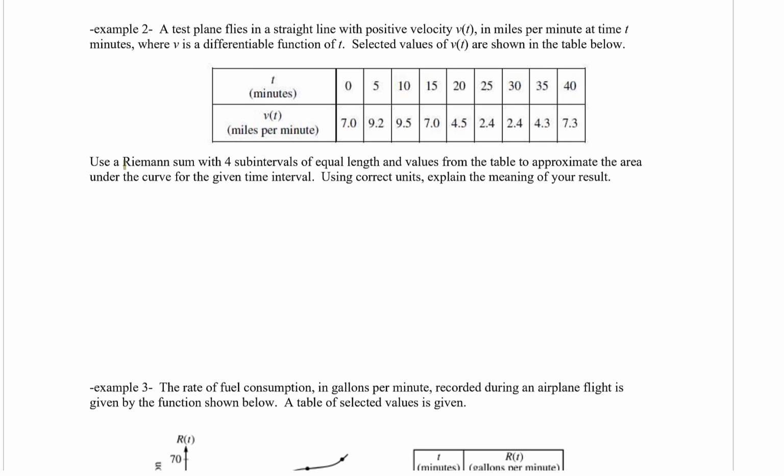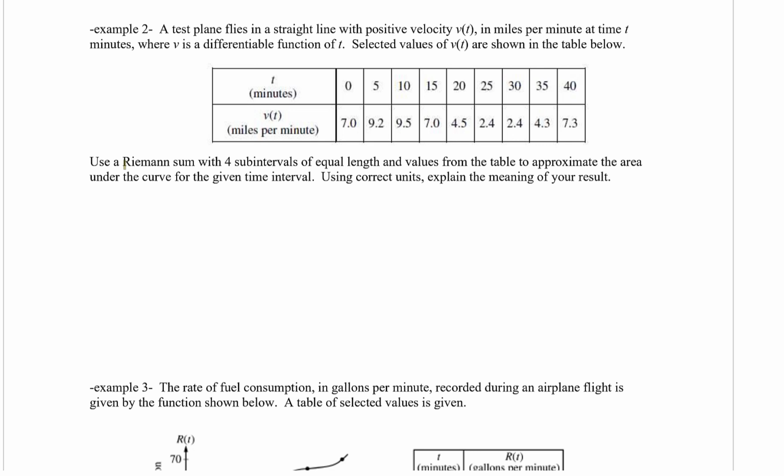So for t minutes, we have a table. I'm going to read it from left to right, the values of t, which are going to be 0, 5, 10, 15, 20, 25, 30, 35, 40. Then the values for v of t, I'm going to read also from left to right, is 7.0, 9.2, 9.5, 7.0, 4.5, 2.4, 2.4, 4.3, 7.3.